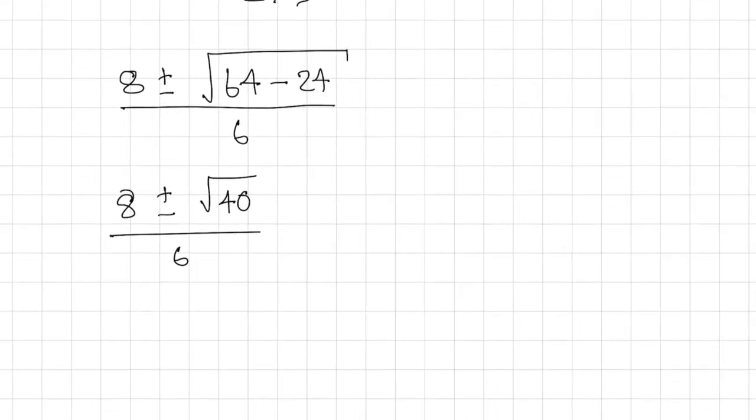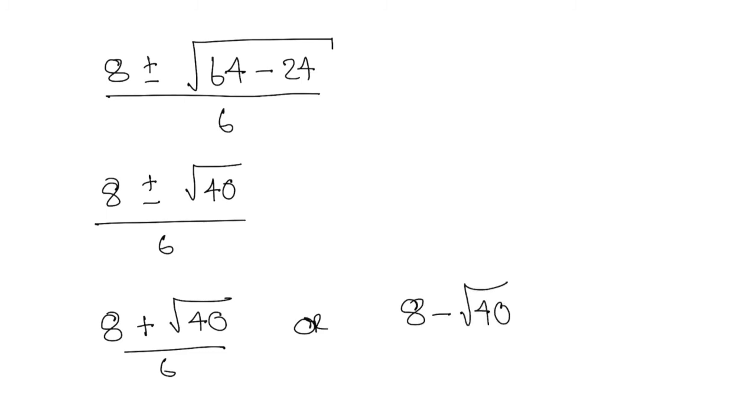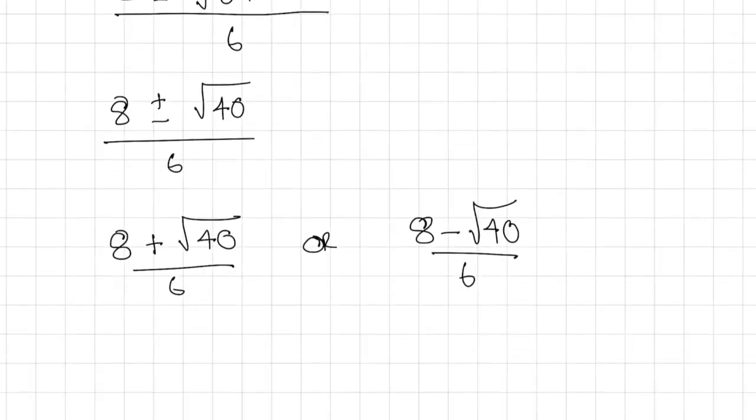Now we can separate out into the two solutions. One when you use the plus sign between the two numbers on the top line, and the other one when you use the minus sign between the two numbers on the top line. So our two solutions are going to be 8 plus the square root of 40 over 6, or the other solution will be 8 minus the square root of 40 over 6.